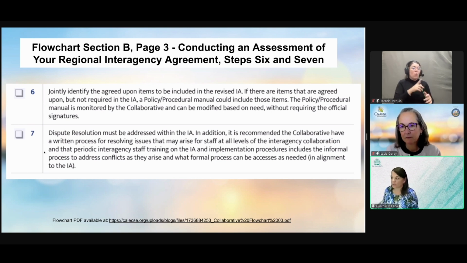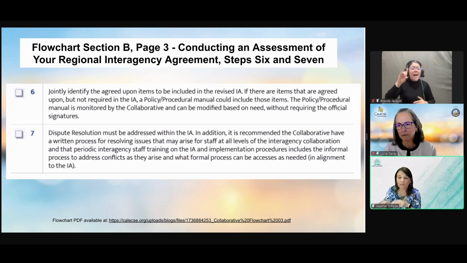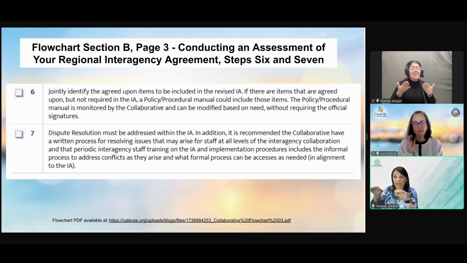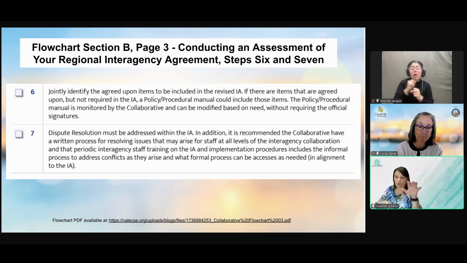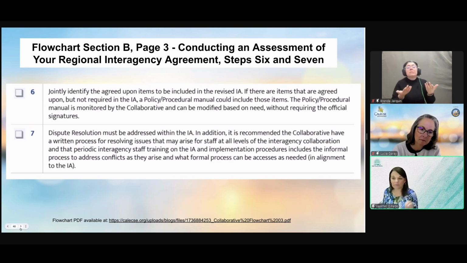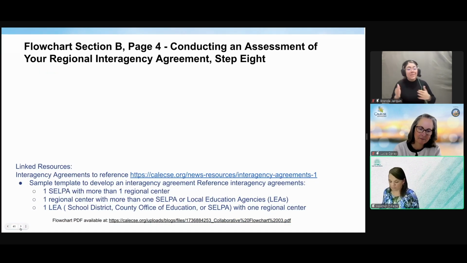Making sure that you have a dispute resolution process outlined in your interagency agreement is critical. And you really want to have a thought process of what does that look like at the provider level? Is it a service coordinator and a provider that are having a difference of opinion? Is it the LEA and the regional center? Or is it a bigger conflict? So you really need to think through how you're going to handle those things, because the best time to decide that is when there's no dispute. When you're trying to figure it out in the middle of a dispute, things get a little more hectic.